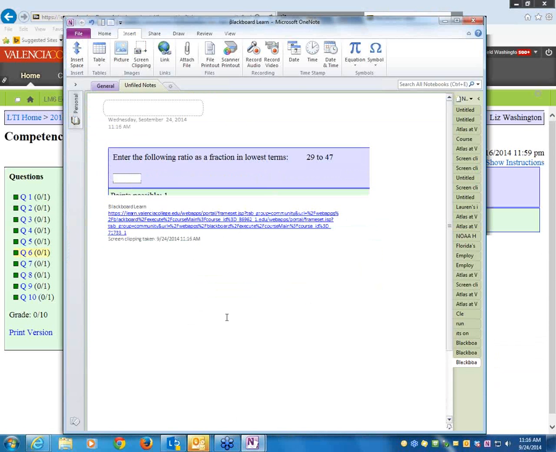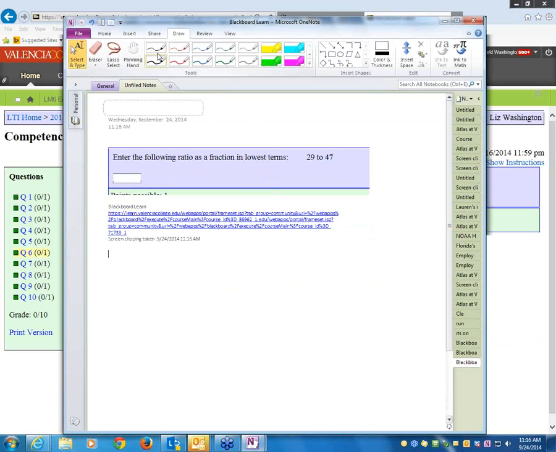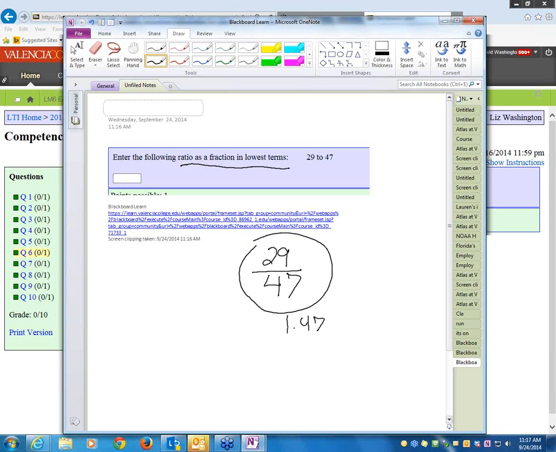So this one says enter the following as a ratio, as a fraction in the lowest terms. So 29 to 47 means nothing more than 29 over 47. And then we need to just see if there's a number we can simplify this by. 47 is actually a prime number. There's nothing that gives you 47 other than 1 times 47. Same thing with 29. There's nothing that gives you 29 other than 1 times 29. So this actually is simplified as much as possible.